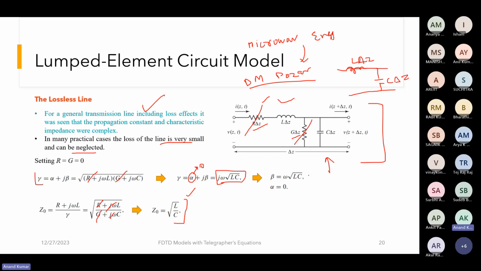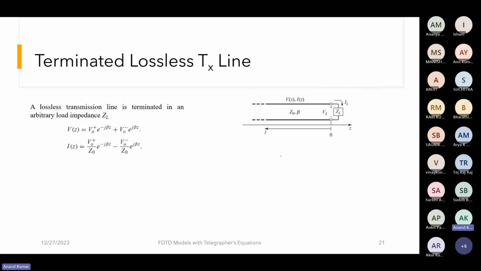Okay, so this is the lossless transmission line, and the lossy one just has R and G components. Up till now we have discussed the transmission line and its incremental section and lumped model, and we derived the expression for voltage and current across the transmission line.